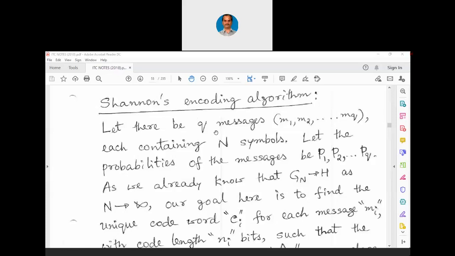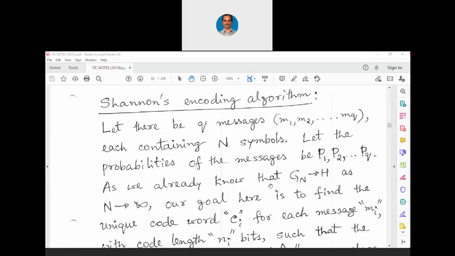Let there be Q messages, M1, M2, M3 up to MQ. These are the messages, each containing capital N symbols. And let the probabilities of the messages be P1, P2 up to PQ. Why am I putting a capital P here? Because it is a message, it is not a symbol. Just like in English we call these words, and words contain alphabets. That is why a capital P is used here.